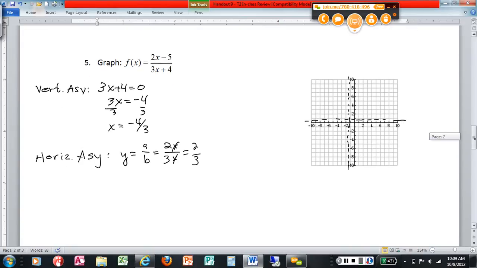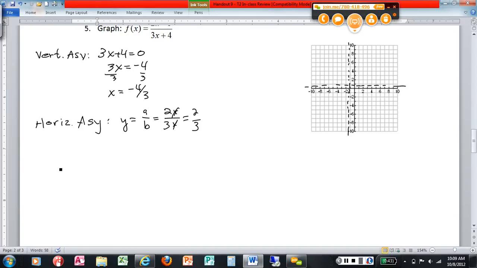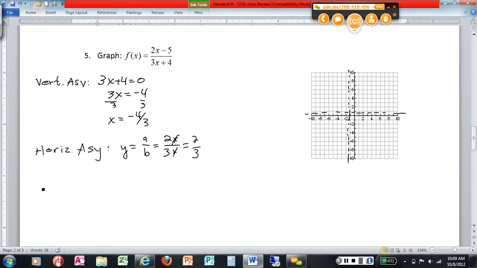All right. Then let's get a couple of intercepts here. The y-intercept, same deal. Set x to be 0. 2 times 0 is 0, minus 5. 3 times 0 is 0, plus 4. So that's a negative 5/4, which is negative 1.25.